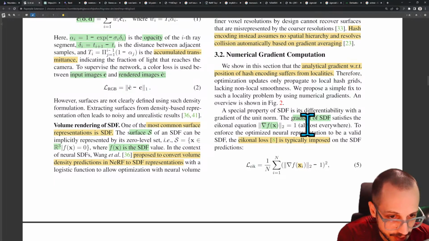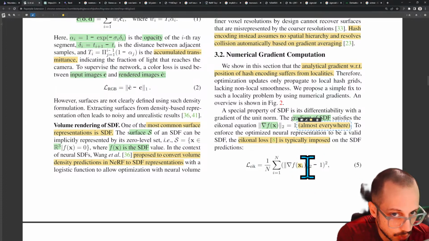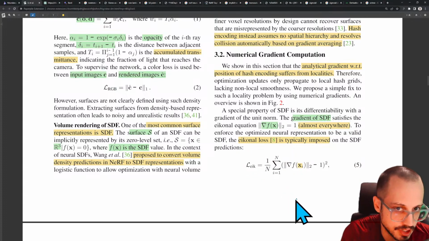But the fact that they say almost everywhere means that sometimes this value is not 1. Maybe it's 0, maybe it's 0.99, or maybe it's 1.01, or maybe it's 3 or something like that. And as soon as you have even 1.01, 1.01 minus 1 equals 0.01, 0.01 squared. Now you're adding up a bunch of things. Now this loss is not going to be 0 anymore. Now that loss is going to be actually pushing you in a direction.